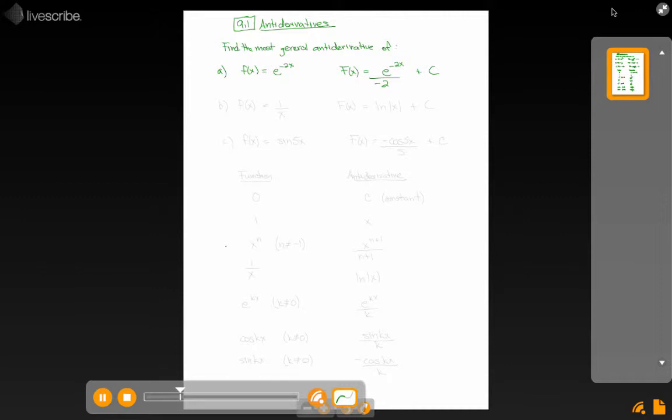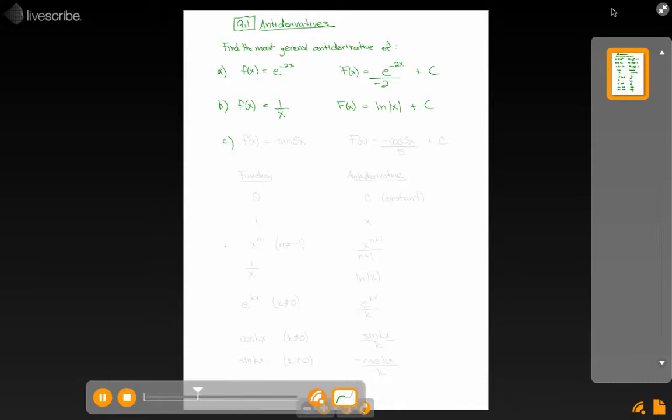Again, if you're not quite sure, figure out what the derivative of this is, and you'll find out that you get back to where you started. So let's try this one. What if f of x equals 1 over x? Well, if they don't give us the interval or anything like that, we'll say the antiderivative of that should be the natural log of the absolute value of x, and again, plus c for the most general.